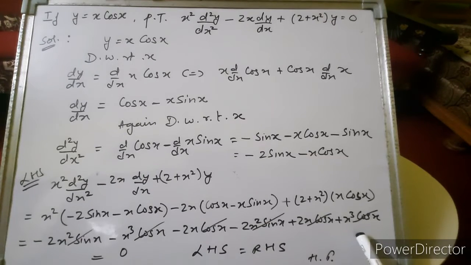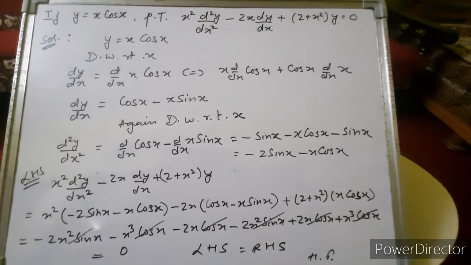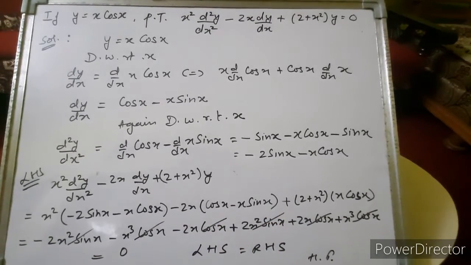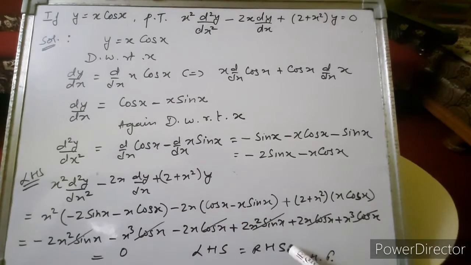Right, children? Now you can see this plus x cube sin x and minus x cube sin x will get cancelled. Plus 2x cos x and minus 2x cos x will get cancelled. Minus 2x square sin x and plus 2x square, it will be plus here, right? Minus into minus is plus. So plus 2x square sin x and minus 2x square sin x will get cancelled. So what we'll get finally, we'll get 0. On solving left hand side, we are obtaining 0 and proving it to right hand side. So left hand side and right hand side both are 0, hence proved. Right. Note down please.